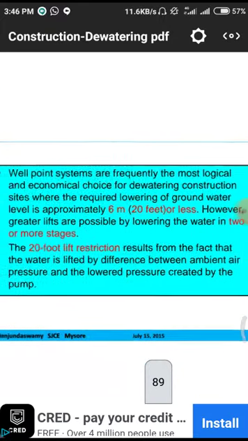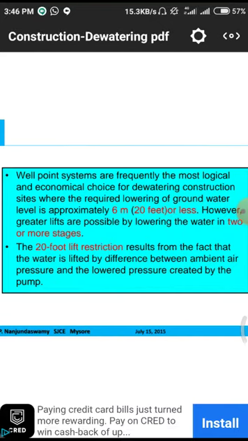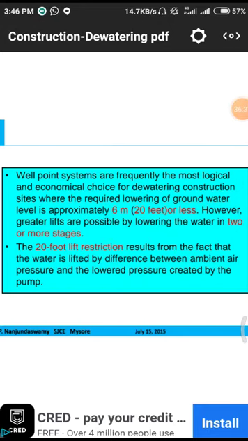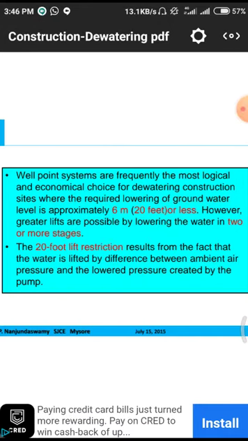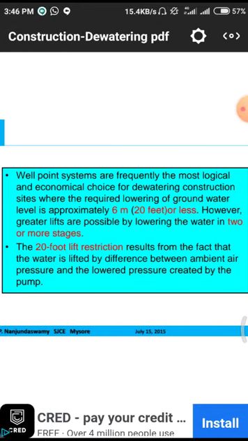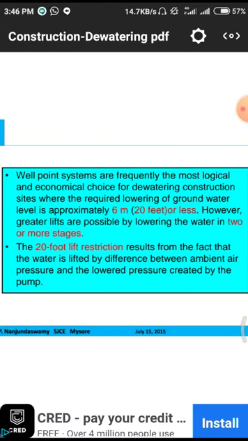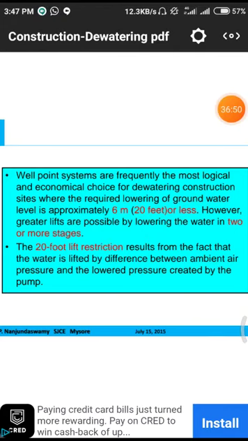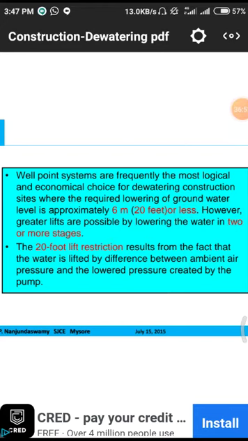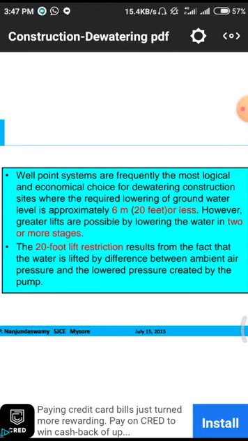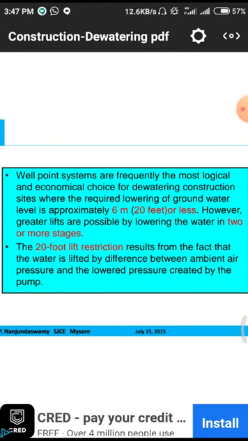Well point systems are frequently the most logical and economical choice for dewatering construction sites where the required lowering of the groundwater level is approximately 6 meters. That means 6 meters is 20 feet; simply, 3 meters means 10 feet. However, greater lifts are possible by lowering the water in 2 or more stages. Here well points are used for removing water, but if the water table is far below the ground level, we have to use 2 to 3 well point systems.